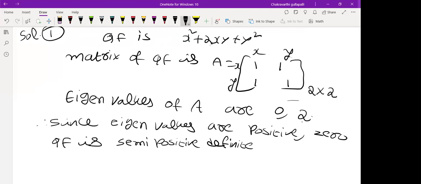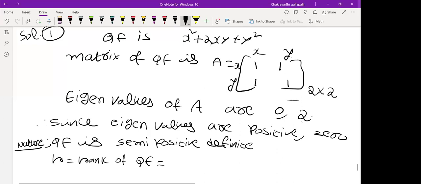Now we want the rank of the quadratic form. Okay, the nature we have found: the nature of the quadratic form is semi-positive definite. What is the rank? The rank of the quadratic form is equal to, you can reduce it to echelon form and find the rank, but because we know the eigenvalues, you need not do that every time. Then the rank of A is the rank of the quadratic form. So it is the number of non-zero eigenvalues.